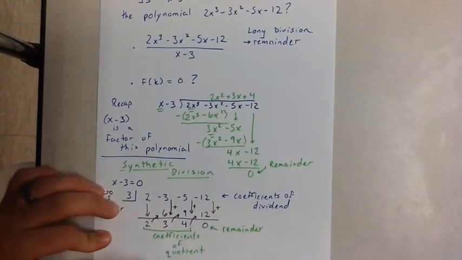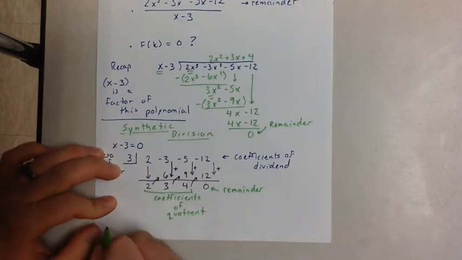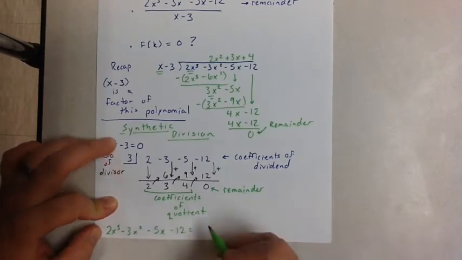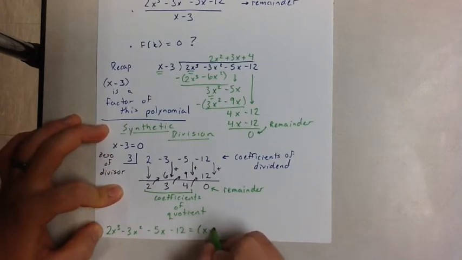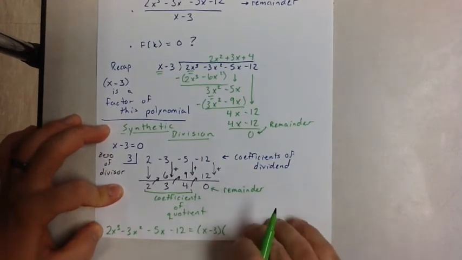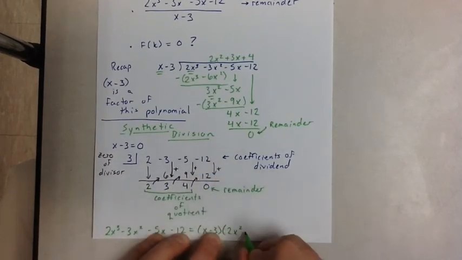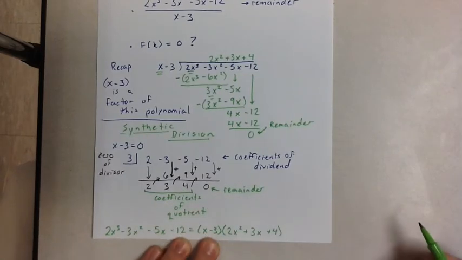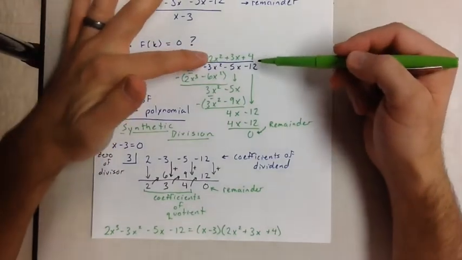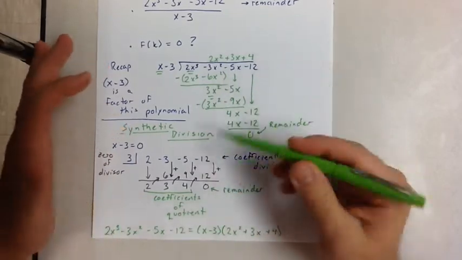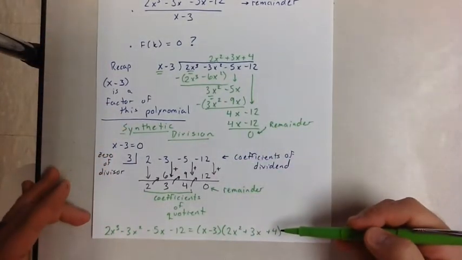So if we had a degree of 7, our result would be a degree of 6, and so on. So what our result looks like is we can take our initial polynomial, 2x cubed minus 3x squared minus 5x minus 12, and say that we can take x minus 3 and multiply that by 2x squared plus 3x plus 4. So again, same thing we found up top, but it's much more condensed and much cleaner, I guess you could say. But this is synthetic division.